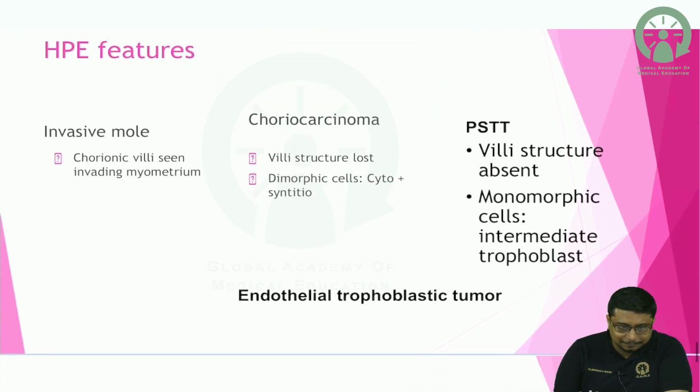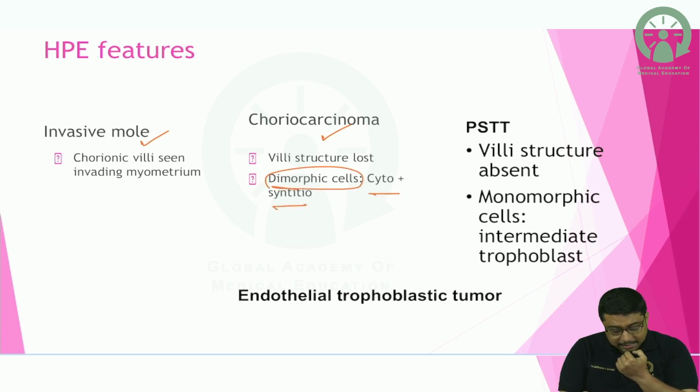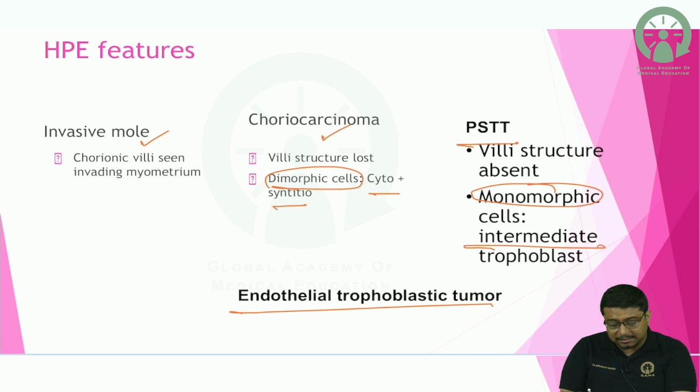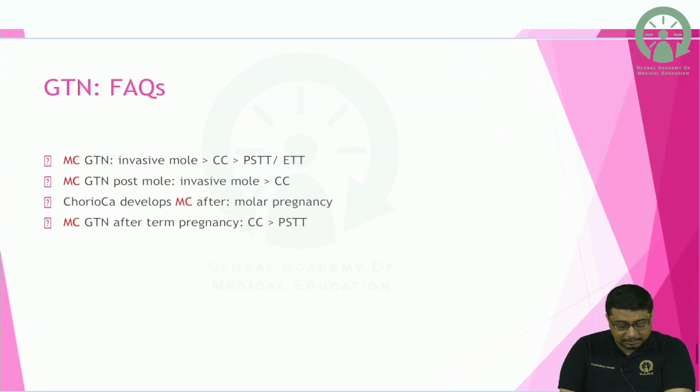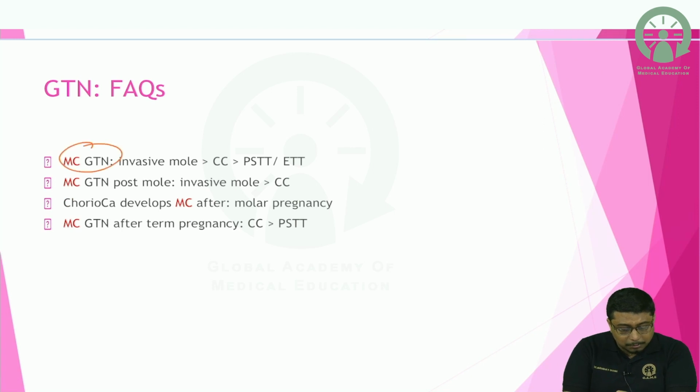So malignant histopathology are either invasive mole or choriocarcinoma. If it is choriocarcinoma, it is both cyto and syncytiotrophoblast, so dimorphic cells. And if it is placental site trophoblastic tumor or epithelioid trophoblastic tumor, then it is monomorphic cells consisting of only intermediate trophoblast, right? So the most common neoplasia after mole is invasive mole followed by choriocarcinoma followed by these 2 rare types.